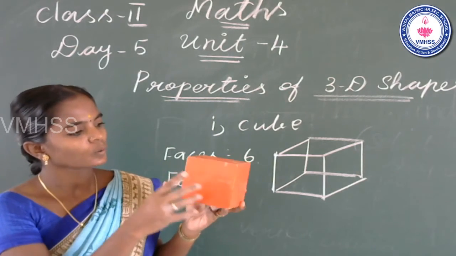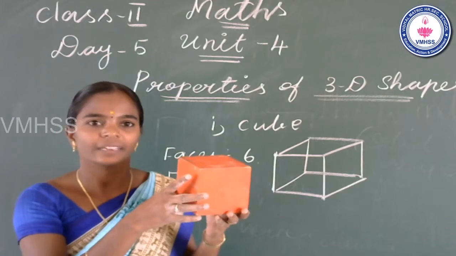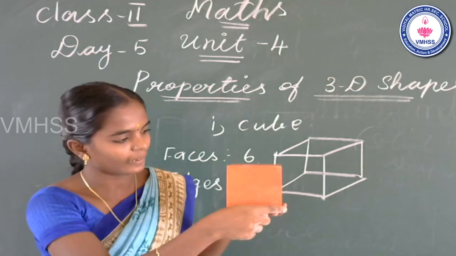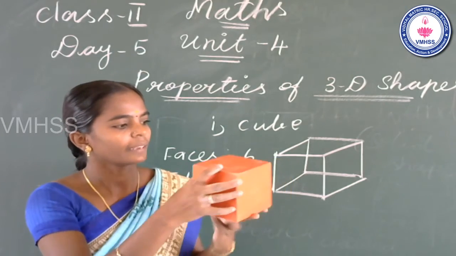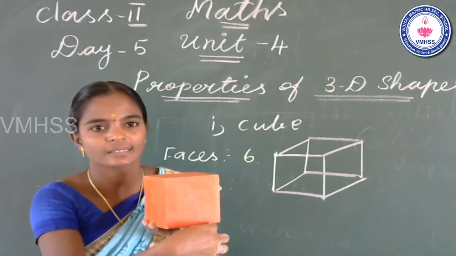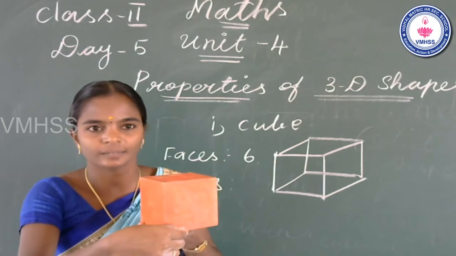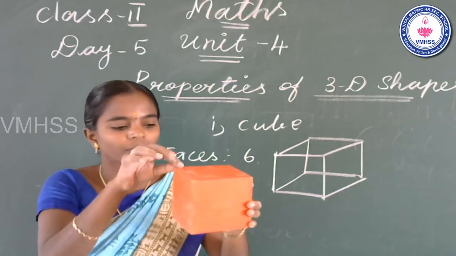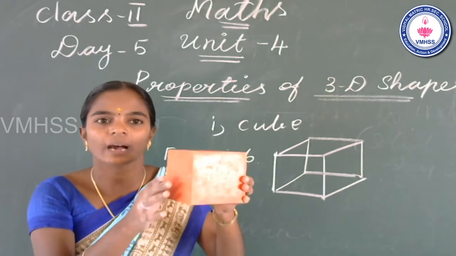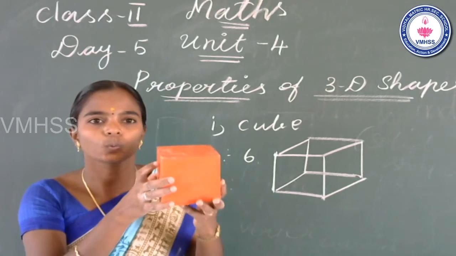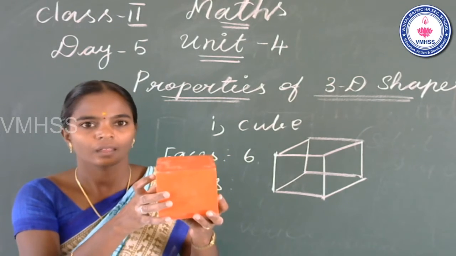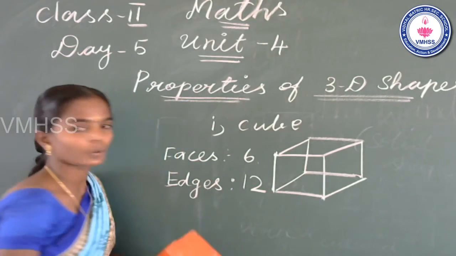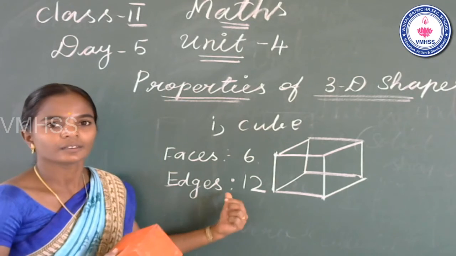Now we will count the number of edges. 1, 2, 3, 4. Next this side 5, 6, 7, 8. So 8 edges. Next 9, 10, 11, 12. Edges are the sharp lines. So there are 12 edges in a cube. Number of edges 12. Faces 6, edges 12.